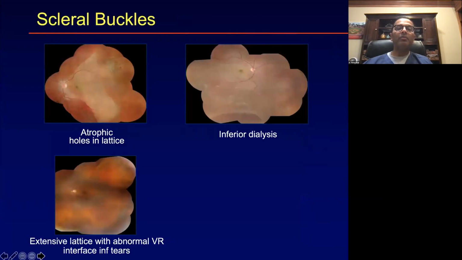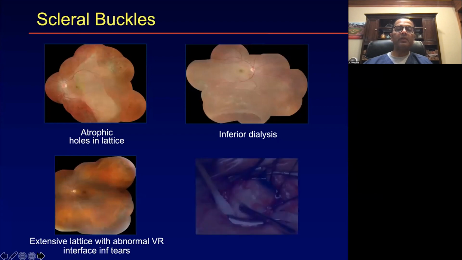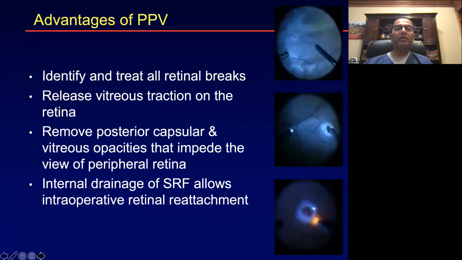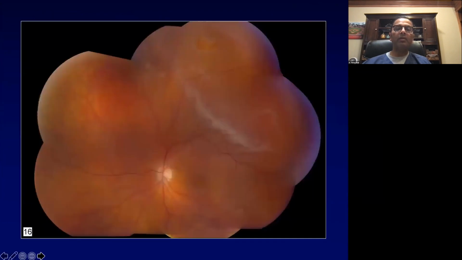I still like doing buckles. They work well for atrophic holes in lattice, inferior dialysis, extensive lattice, and especially young patients. So it is a good procedure. The advantages of vitrectomy, certainly, are that we work from the inside. We identify and treat all retinal breaks, and release traction. It's certainly a more expensive procedure, but it can work well for many patients. And I think more and more people are becoming comfortable with this. So I think you should do the procedure that works best in your hands. But I certainly think it's good to have as many different tools in your armamentarium.